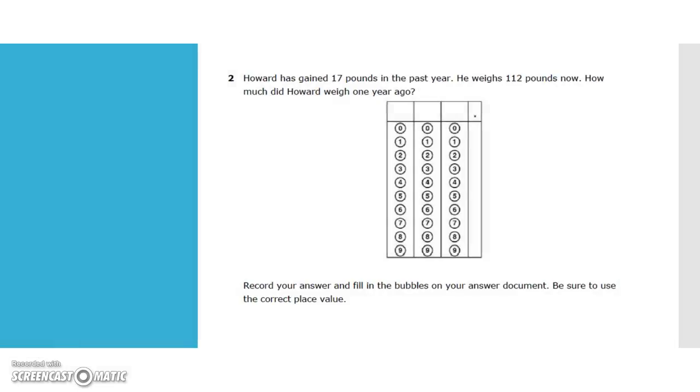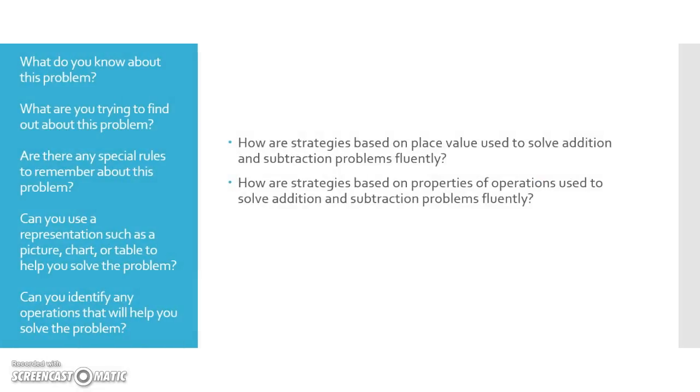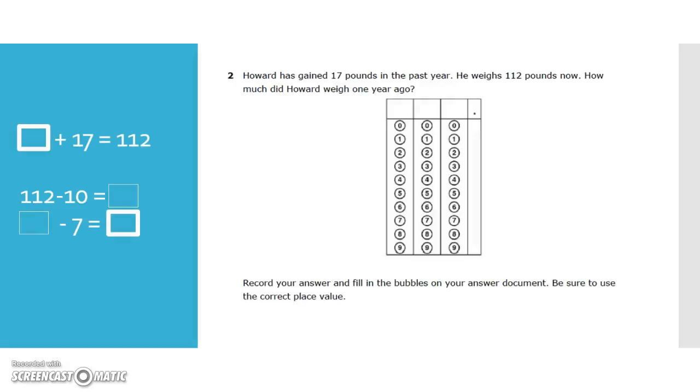For question 2, we'll pause again for the teacher to read the question and the answer choices. And please pause now to review the guided questions and the questions that are specific to this question for number 2. When I looked at question number 2, I determined that we didn't know how much Howard started with. We knew over time he gained 17 pounds, and then now he weighs 112 pounds. So I can work backwards by using subtraction.